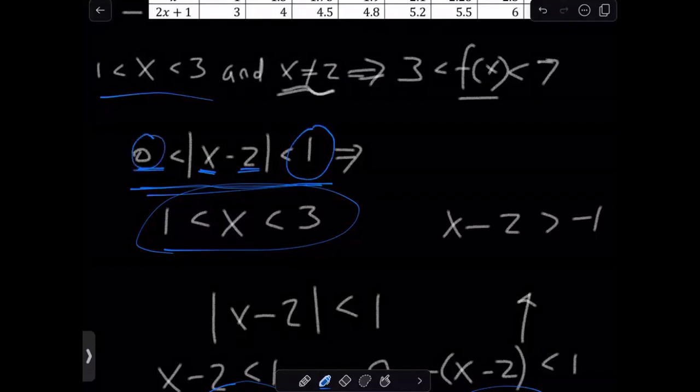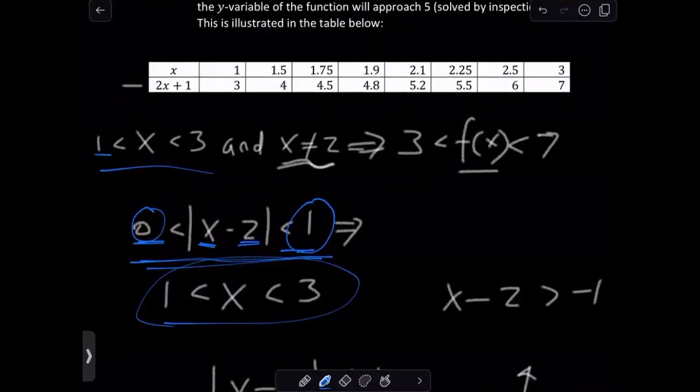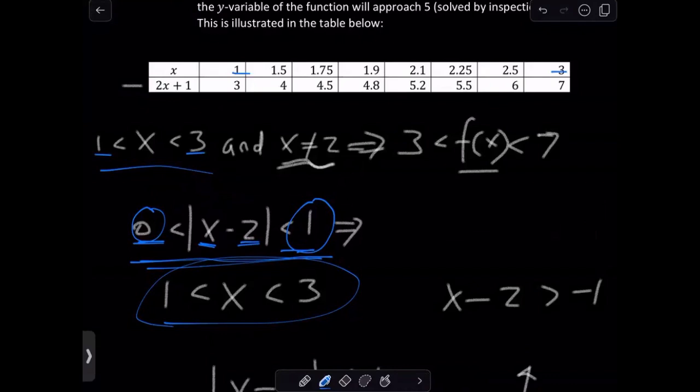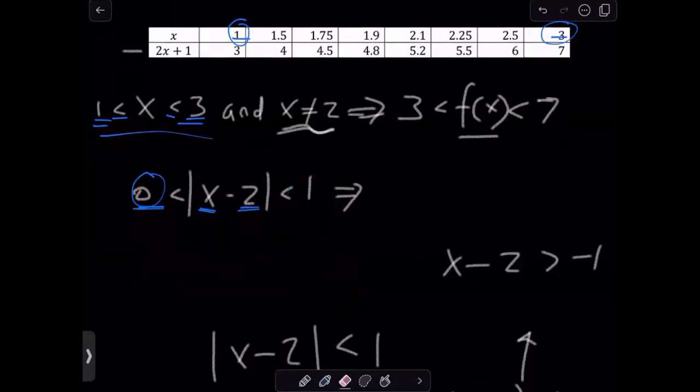Greater than 0 because I don't want to look at x is equal to 2 exactly, and less than 1 because look at the values we were looking at, 1 and 3. I chose 1 and 3 from the table. Those are exactly 1 unit away from 2. So 1 plus 1 is 2, 3 minus 1 is 2. They are exactly 1 unit away from 2. Okay, but we aren't looking at 1 and 3. We are saying less than and greater than. So that's why we have the less than 1. Okay, so that's what that portion means.